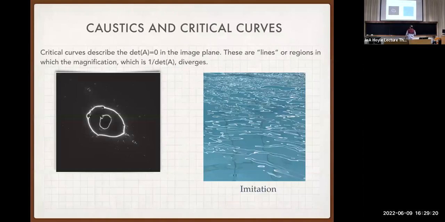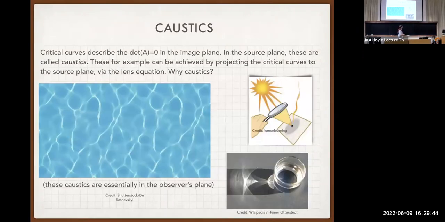So let's just define the critical curves and caustics. Critical curves are basically where the determinant of the lensing Jacobian is 0. So this is the magnification value. It's basically where the magnification diverges. This is an imitation, an image I took in the pool. You can see, in quotes, the critical curves here. It's not really the critical curves, but it looks like it. And the caustics is basically the projection of these critical curves to the background surface, or in our case, to Earth.